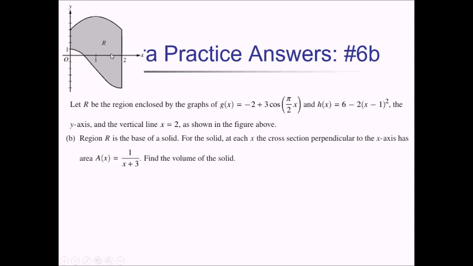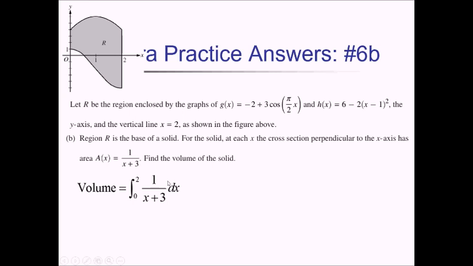We're going to use the same limits of integration as before. So volume now is going to be the integral from 0 to 2. And now we're just integrating this area formula from left to right. So this is going to be just 1 over x plus 3 dx in there. That's all we have to do on this one, is add up these area slices.